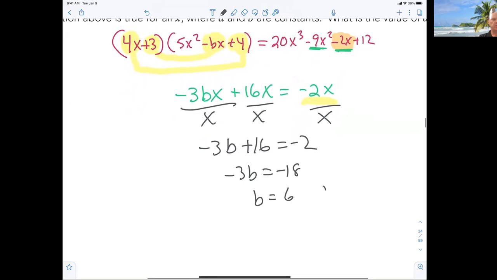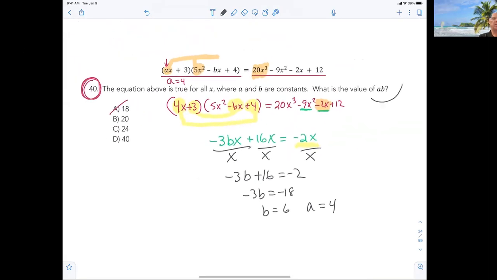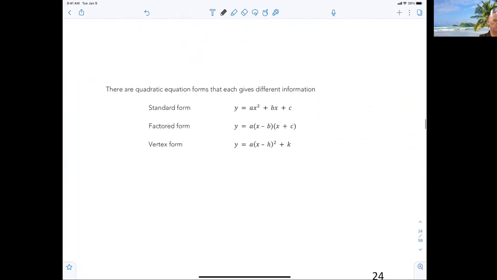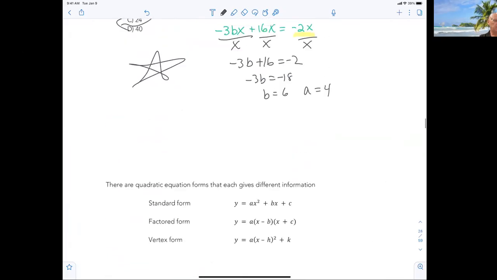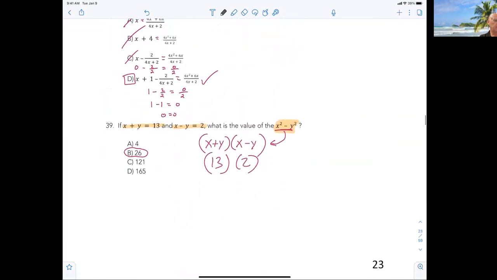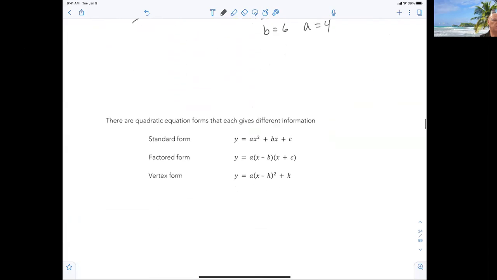And we already said that a was what? 4. And the question is, what's a times b? 24. Now, please put a star by that one. I really wish you would review that before you take your test, because they always are asking about constants. And that's really hard for kids. Really, really hard. I want to try to find another one, but it looks like they don't really have another example like that. I wish they had another one.